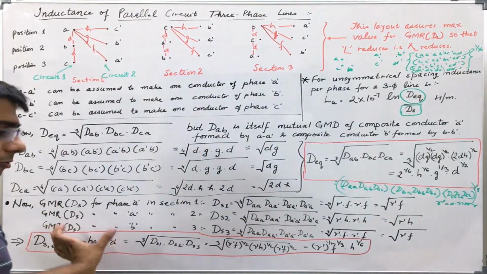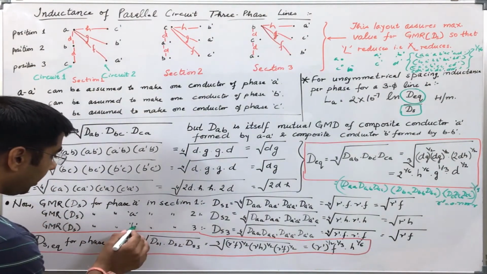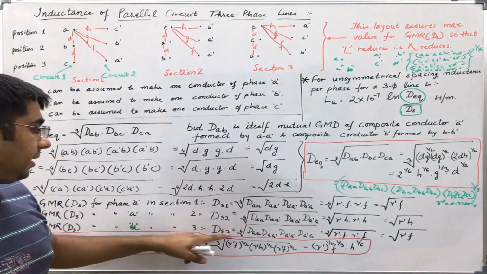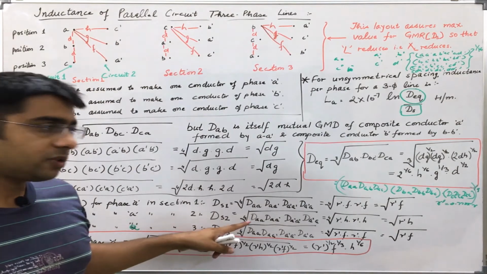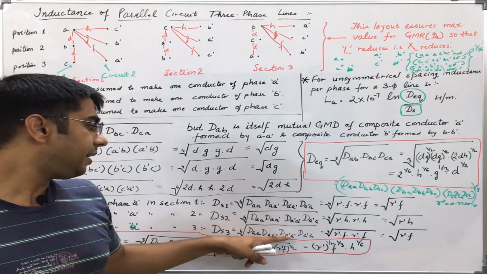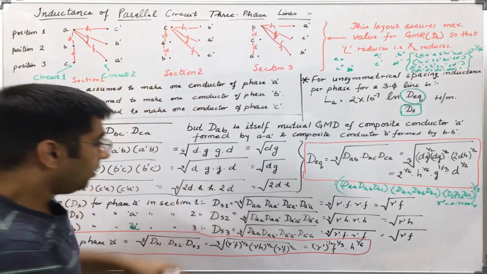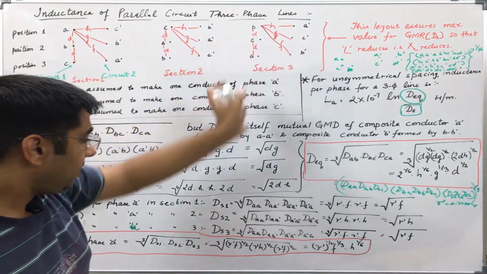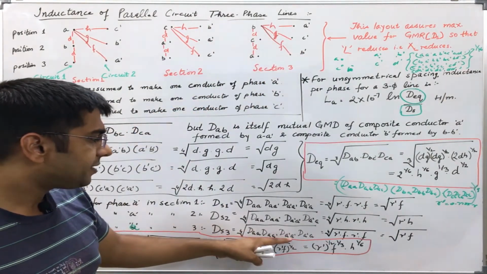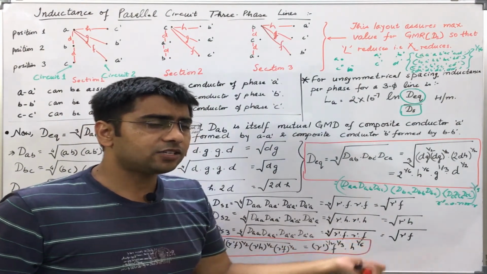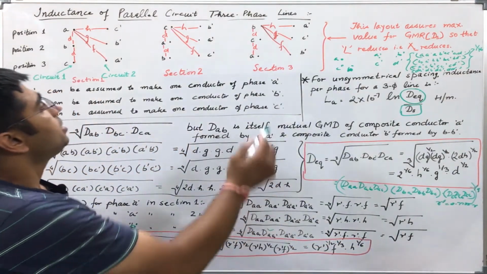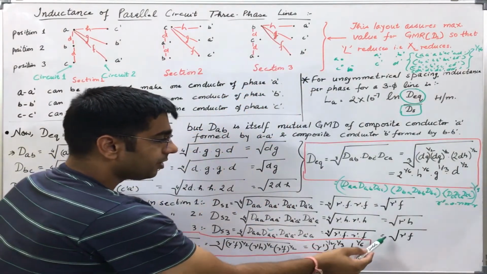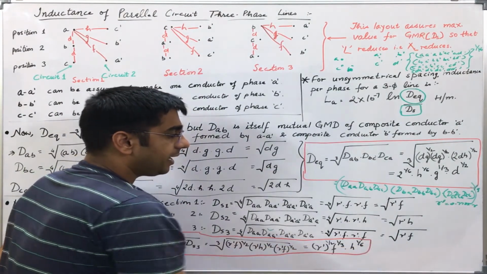Similarly, the GMR of conductor A in section 3, Ds3, is equal to the fourth root of DAA, DAA dash, DA dash A, DA dash A dash. So in this section 3, you can see DAA and DA dash A dash are again the GMR of the strand, which is r dash only. I have to find DAA dash only. DAA dash is F, so I have written F here. So the equivalent value is square root of r dash F.